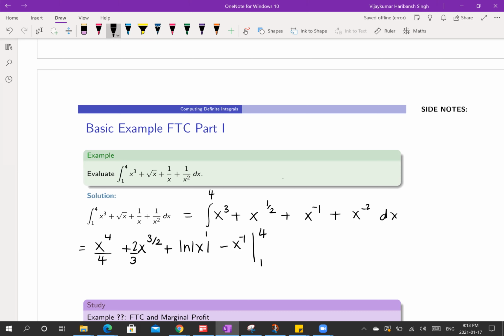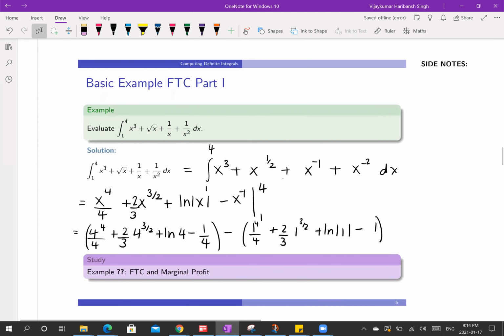And then what do we get? We have 4 to the power 4 over 4, substituting the upper limit, plus 2 by 3 times 4 to the power 3 by 2, plus ln of 4, minus 1 by 4. And then you substitute the lower limit: 1 to the power 4 by 4 plus 2 by 3 times 1 to the power 3 by 2 plus ln of 1 minus 1 by 1.